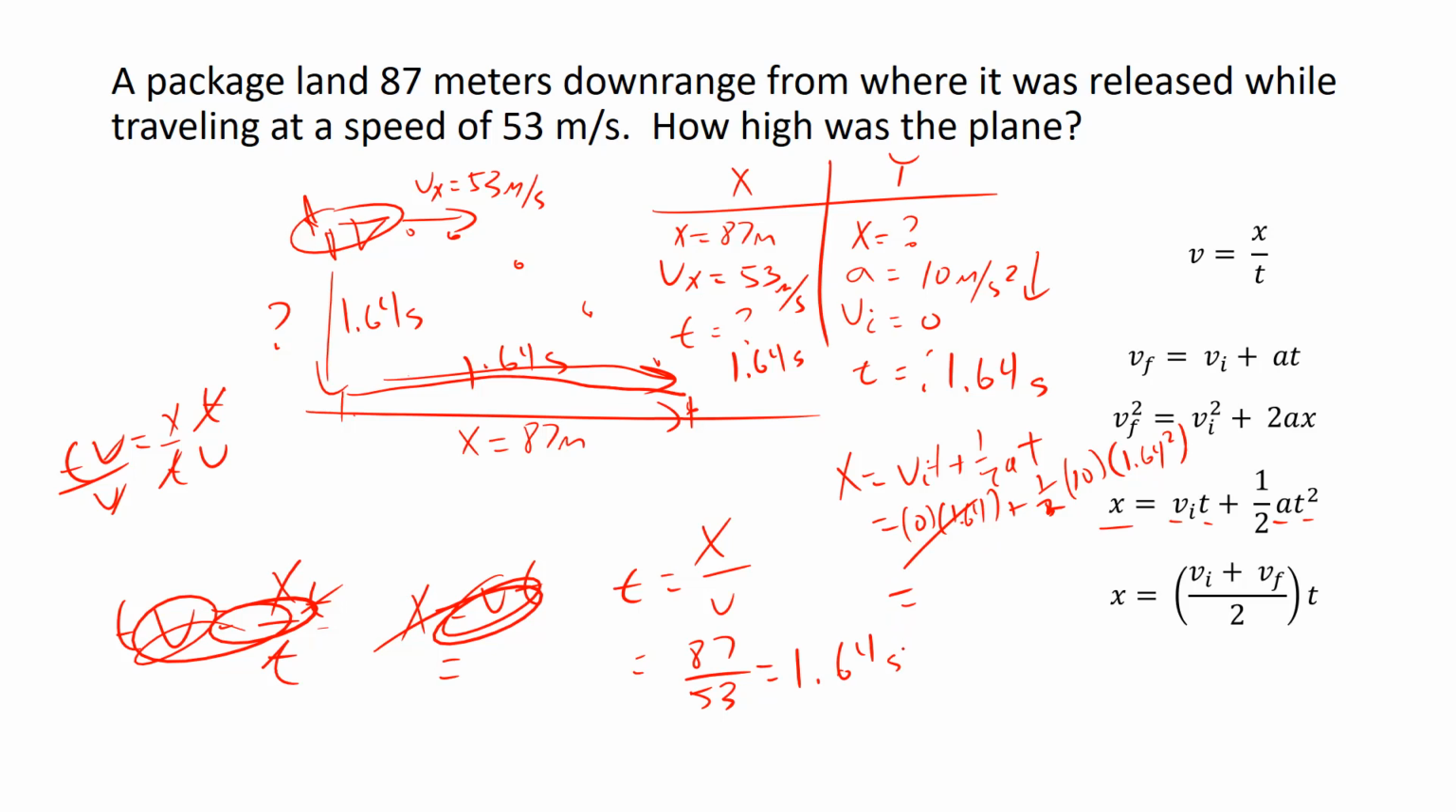And I like to type things in backwards in my calculator. 1.64 squared equals, I like to type it in parts, times 10 equals, times 0.5, or just divided by 2, or times 1/2, whatever way you want to type it in. And I get 13.448, I'll just go ahead and say 13.45 meters. So this package was dropped when the plane was 13.5 meters above the ground.